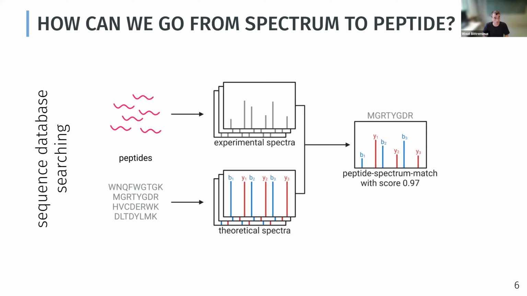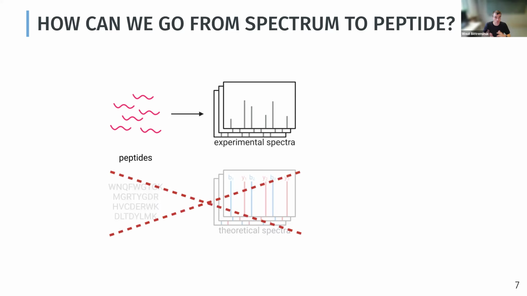And this is the traditional sequence database searching strategy, in which we have a reference proteome in our sequence database that we can search against. However, in some cases, we might not have such a reference proteome. Does that mean that we are completely out of luck, that we can't do anything at all with our mass spec data anymore? Well, luckily, no.